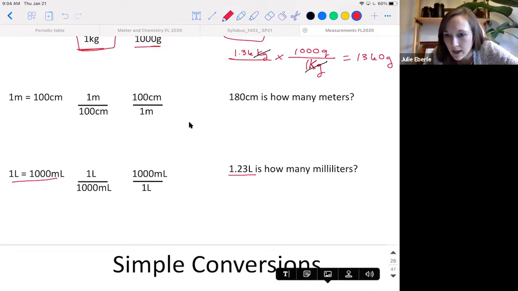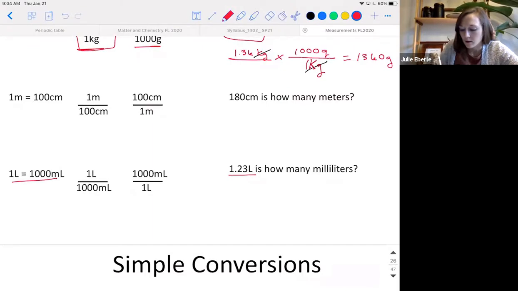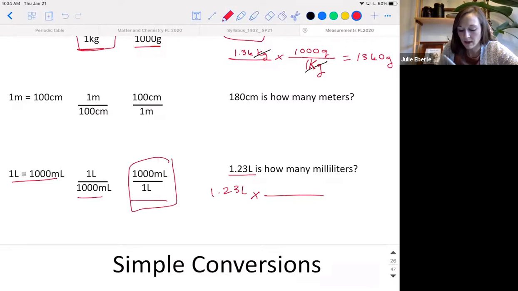All right, Kevin said he got 1,230 milliliters. So how did he get that? 1.23 liters. We want to cancel liters out. So I'm going to multiply it by one of these two conversion factors. I've already got liters on top. So I'm going to pick this second conversion factor because it has liters on the bottom. And I want liters to cancel. So I'm going to write 1 liter on bottom, 1,000 milliliters on top. Because I have liters on top and on bottom, it cancels.